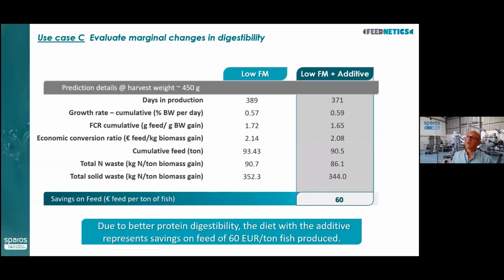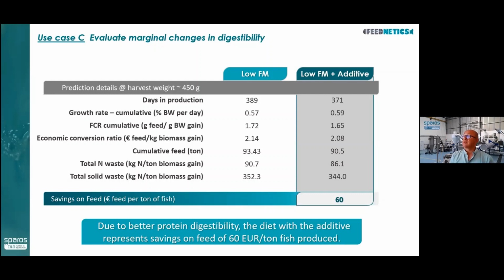And when we look at the results, what we see is that by giving the additive, simulating here an improvement of 2% in crude protein digestibility, the fish would reach 450 grams about 18 days earlier than the control diet. So almost 3 weeks of gain. I mean, this may be significant or not for the farm, depends what they want.